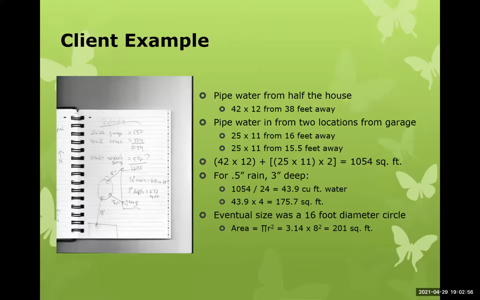So let me talk about an example. Here was a client where we were going to take water from half the house, and half the house was 42 feet by 12 feet. We were also going to pipe the water in from 2 different locations from the garage. So you can see in my notes here, here's the house. We're going to pipe water in from here. Here's the garage. We're going to pipe water in this way and this way.